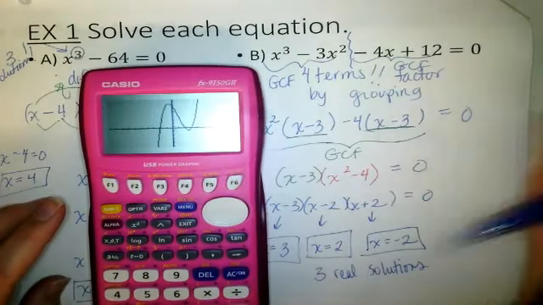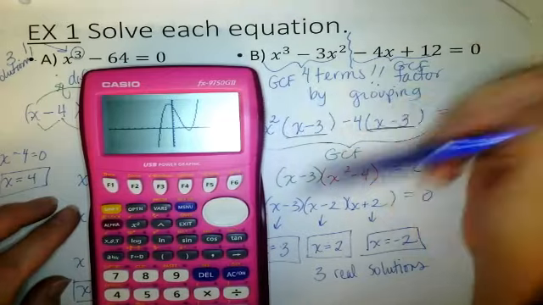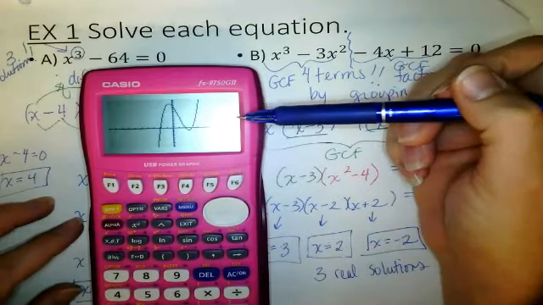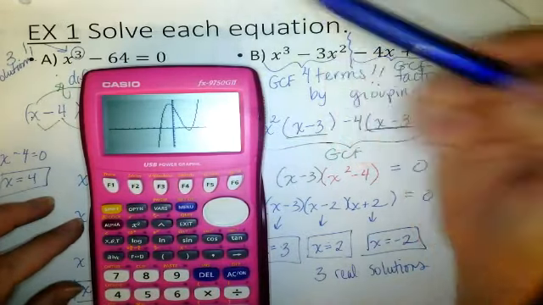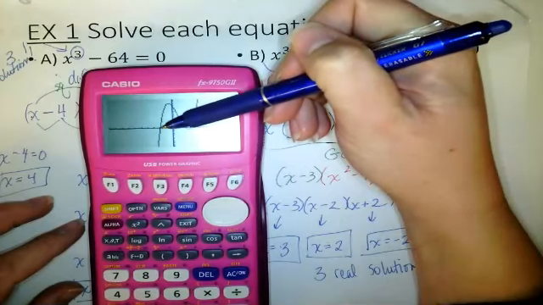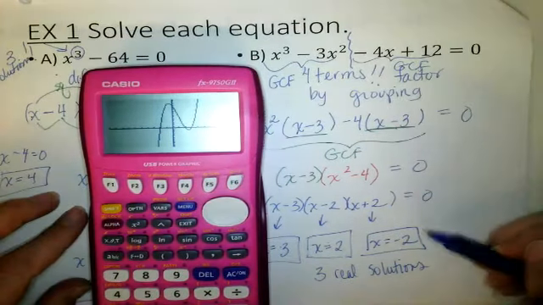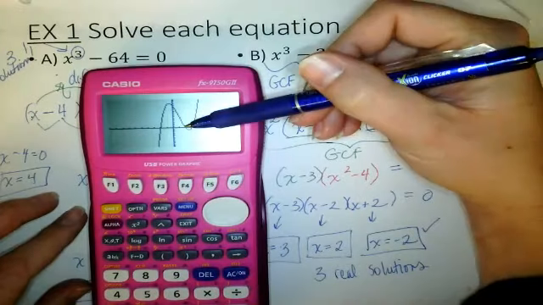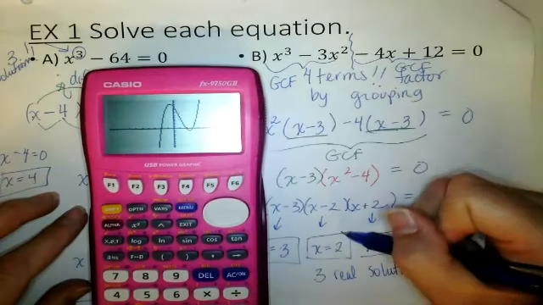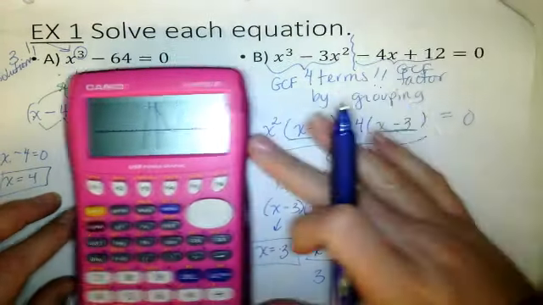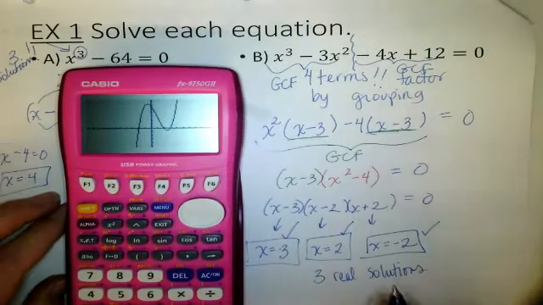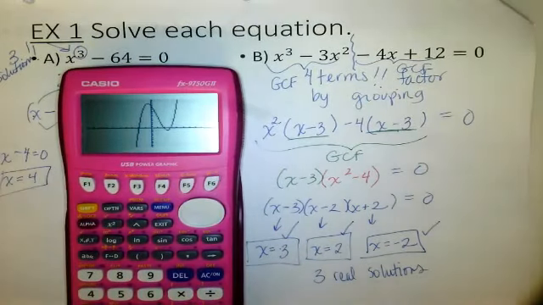So what are you seeing here? These 3 solutions are where? On the X-axis, yeah. So here we're at negative 2. That's that one there. And then this one here is at positive 2. And this one here is at 3. All right. And so this is what a cubic function looks like.